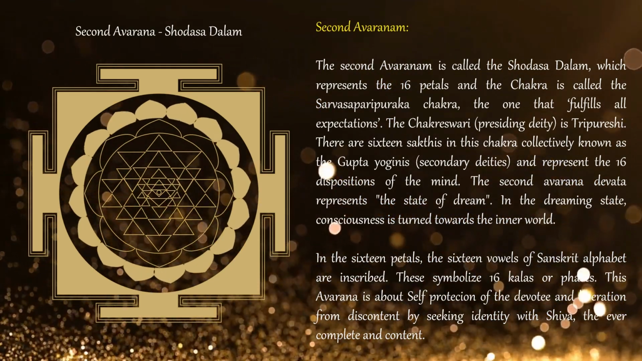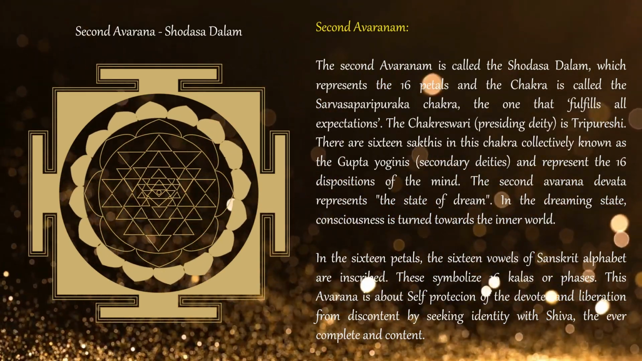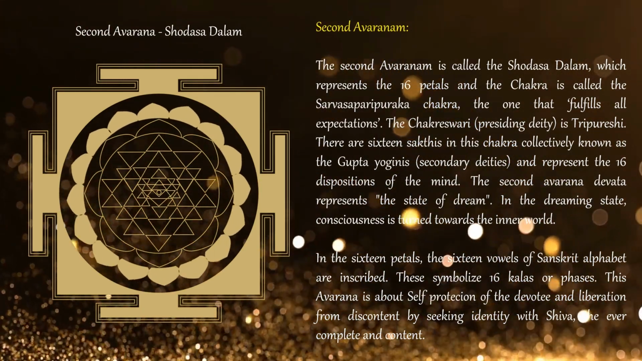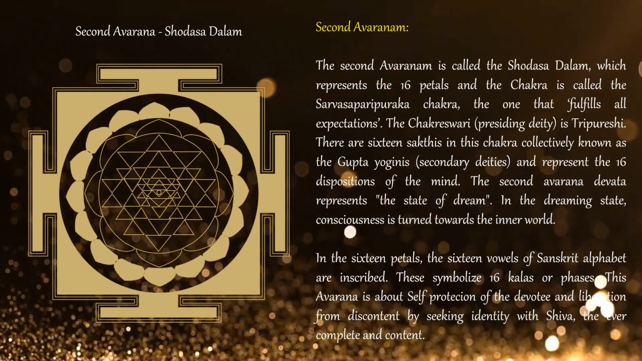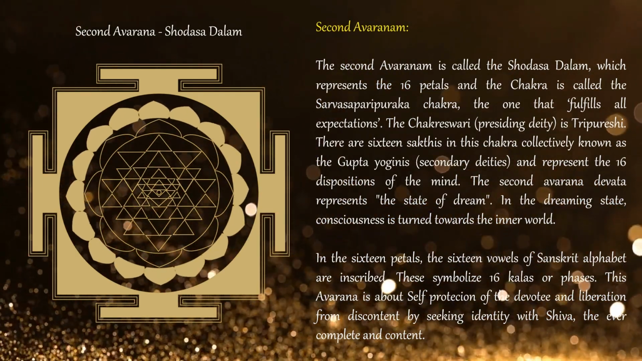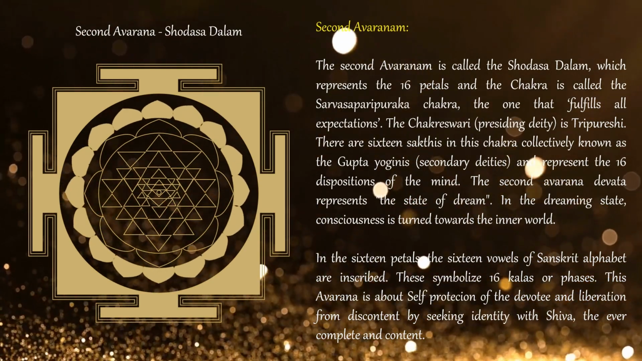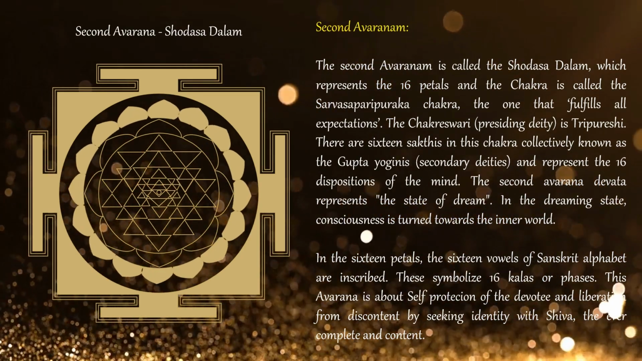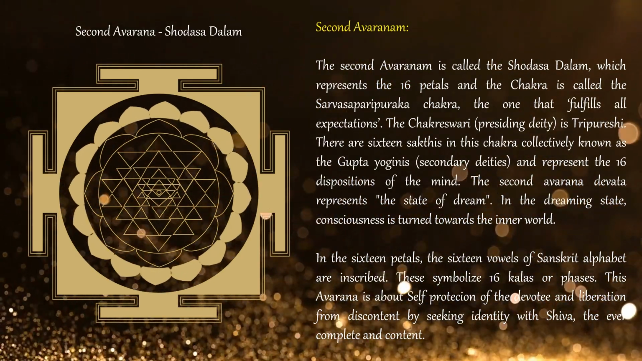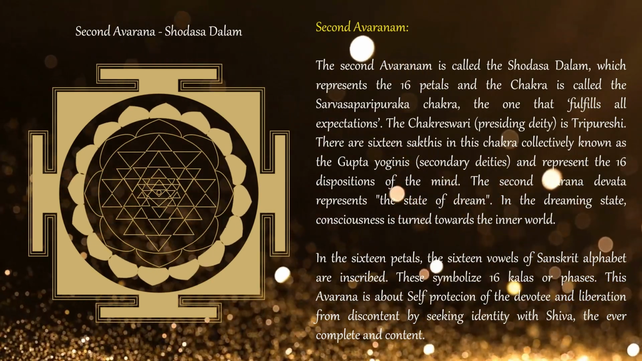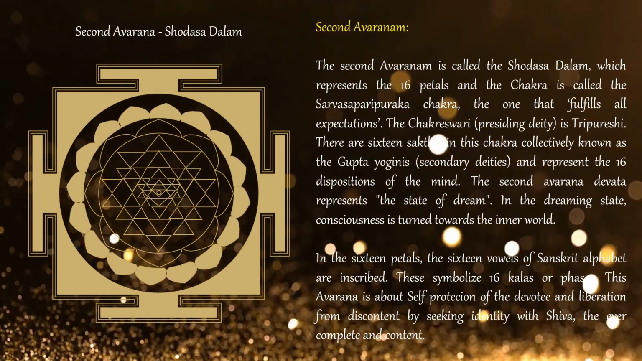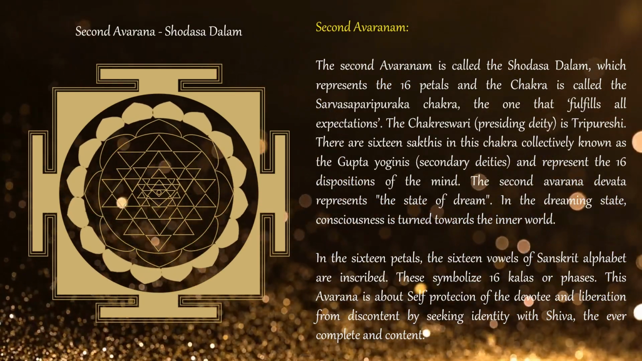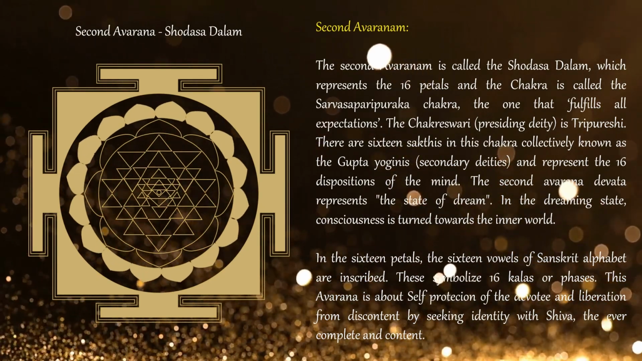The second Avaranam is called the Shodashadalam, which represents the 16 petals, and the chakra is called the Sarvasha Paripuraka Chakra, the one that fulfills all expectations. The Chakreshwari is Tripureshi. There are 16 Shaktis in this chakra, collectively known as the Gupta Yoginis, and represent the 16 dispositions of the mind. The second Avarana Devata represents the state of dream. In this dreaming state, consciousness is turned toward the inner world.